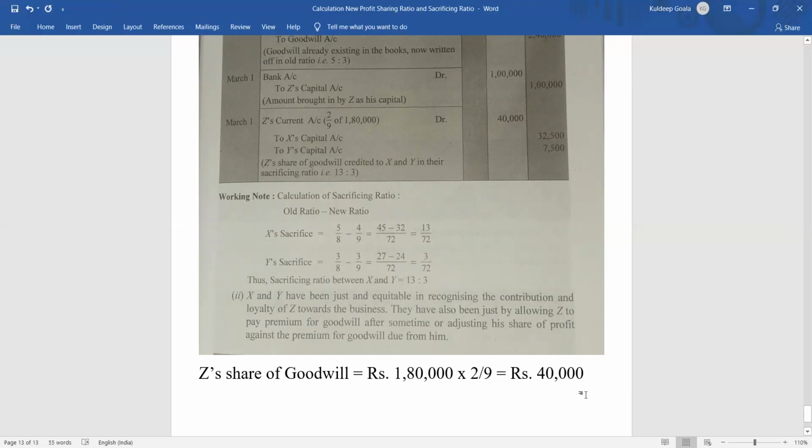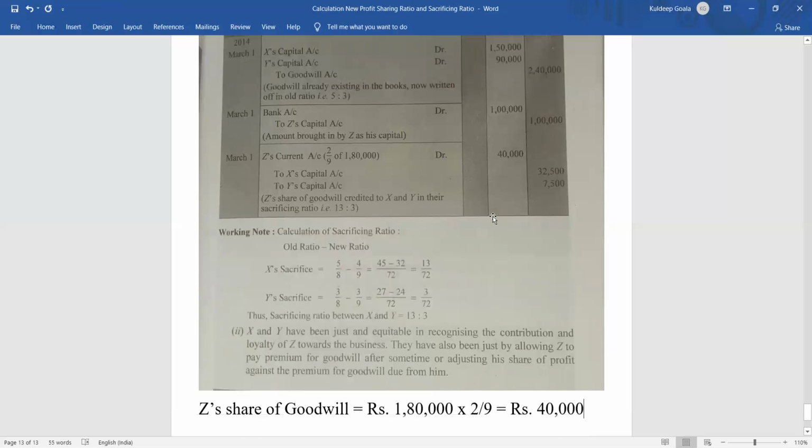So what is the journal entry? Since Jed is not able to bring it, the journal entry will be Jed's current account debit 40,000, his share, to X's capital account 40,000 into 13 by 16, so it is coming 32,500. In case of Y, to Y's capital account will be 40,000 into 3 by 16, so it is coming 7,500. Clear? So the journal entry comes like this: Jed's current account debit 40,000 to X's capital account 32,500, to Y's capital account 7,500.